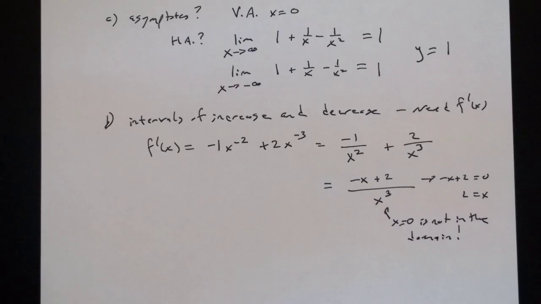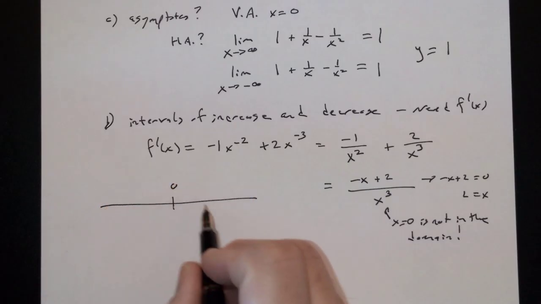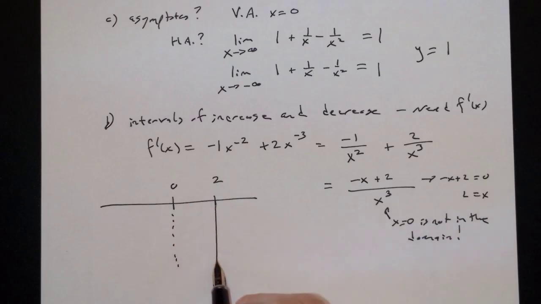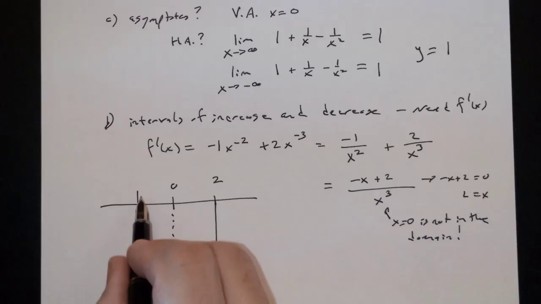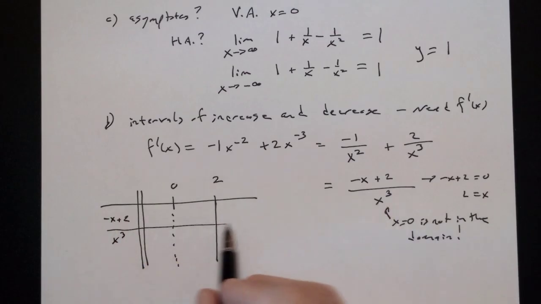So now I need to make a sign chart. And that sign chart is going to contain the critical number and the place in our domain where we're undefined. I've used a dotted line to remind myself that's where the asymptote is, so I don't have to plug that number in. And now I put the top factor up here, the bottom factor over here.